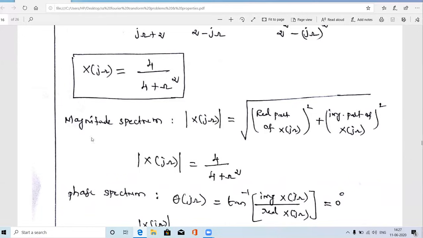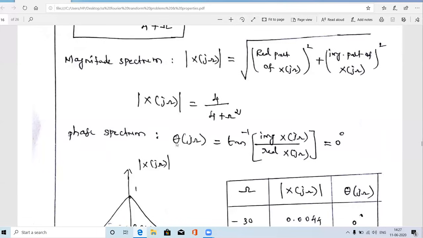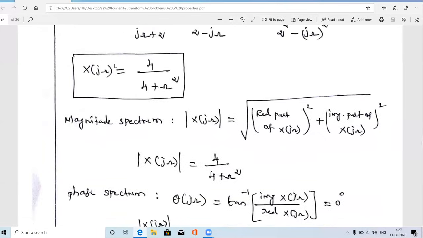What is magnitude spectrum? The modulus of x of j omega, that is the Fourier transform of the given signal. So for that we have to take the modulus, the magnitude. So the magnitude of the Fourier transform of the particular signal versus the frequency omega is said to be the magnitude spectrum. Similarly, what is phase spectrum? The angle of this Fourier transform of the given signal versus frequency is said to be the phase spectrum.